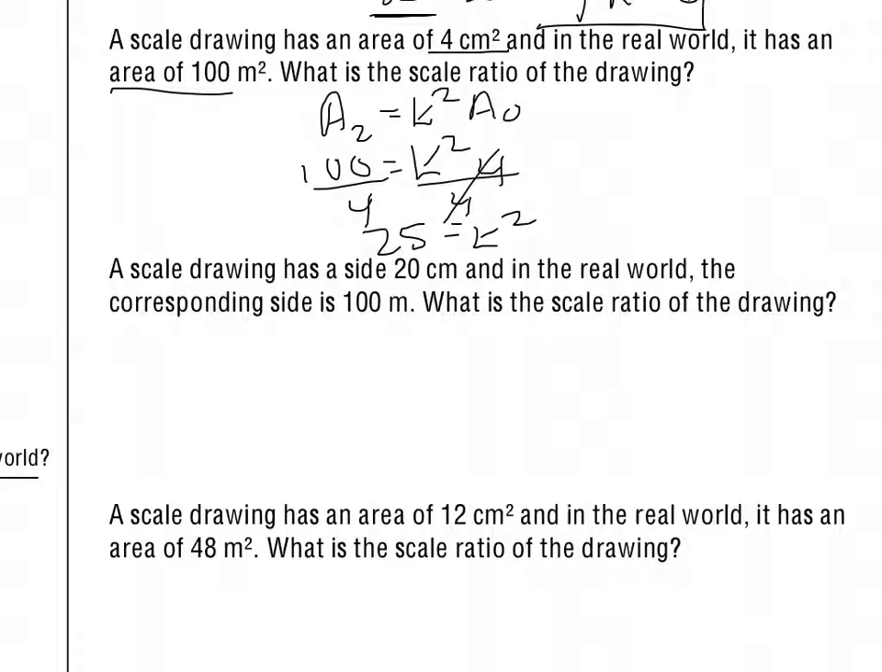So again, this is the area formula. Right now this is giving me the area ratio. And if it's giving me the area ratio, then I just need to figure out what times itself gives the 25. K is equal to 5. 5 times 5 would give me the 25.